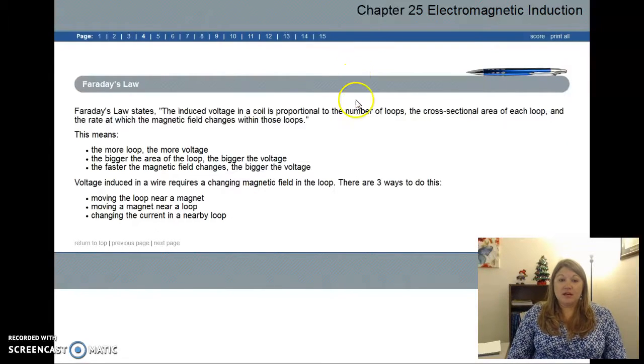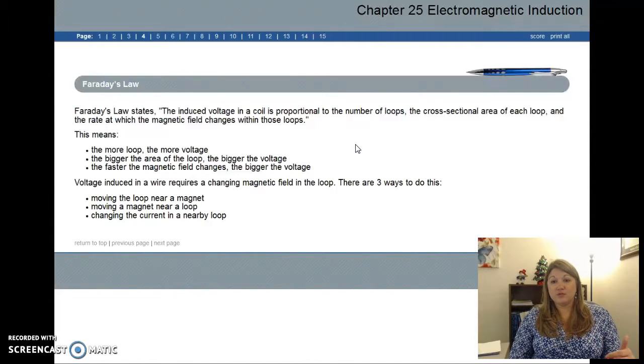Now, Faraday got credit for discovering this. He published before Henry did. Henry had a lot more insights later on and got some credit. But Faraday had the law. He said that the induced voltage is proportional to the number of loops, the cross-sectional area of each loop, and the rate at which the magnetic field changes.